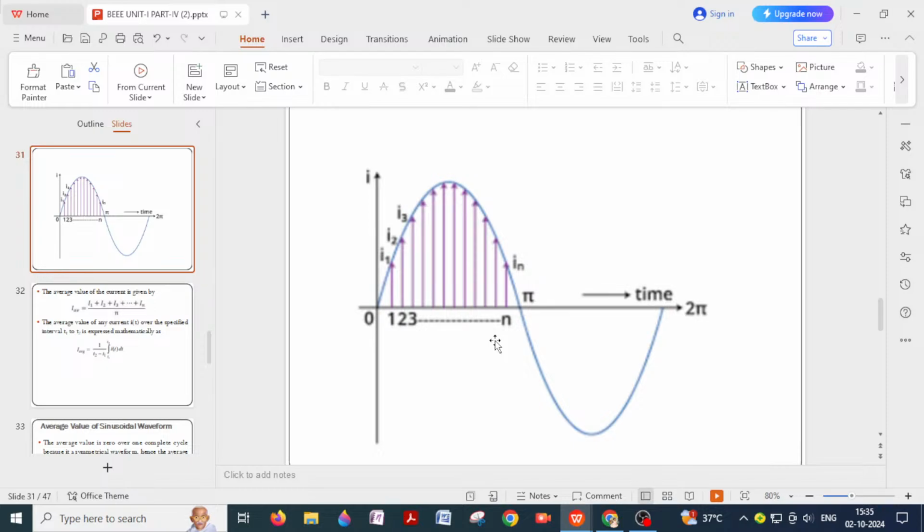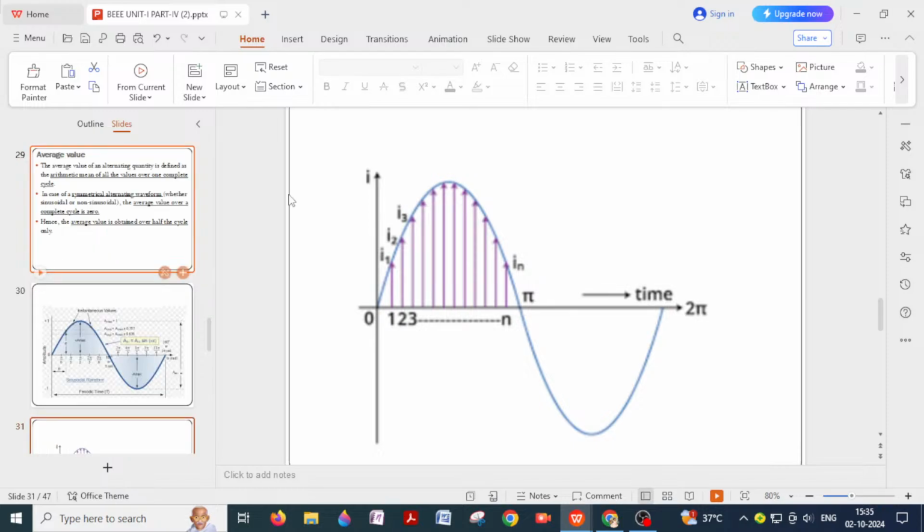So just write it down, average value, and note down these three lines.